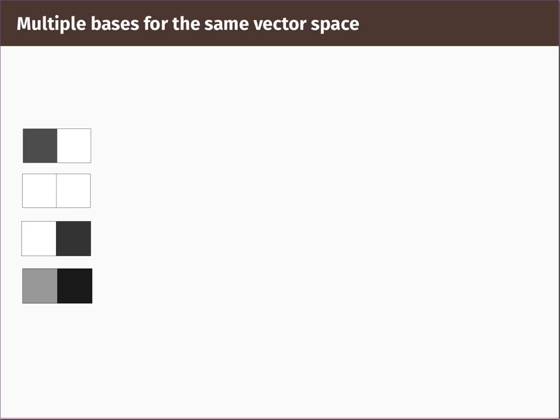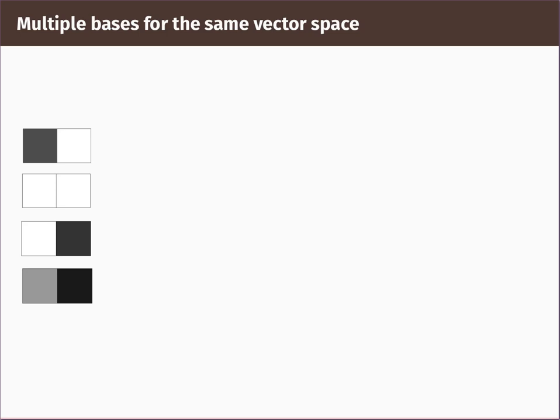Well, the answer is that different bases can give you a different way of looking at the same vector space, which can tell you different things about the elements of that vector space. So we're going to look at an example which is to do with images. Let's say you were working for some artificial intelligence startup which is interested in image processing. It's interested in understanding images.